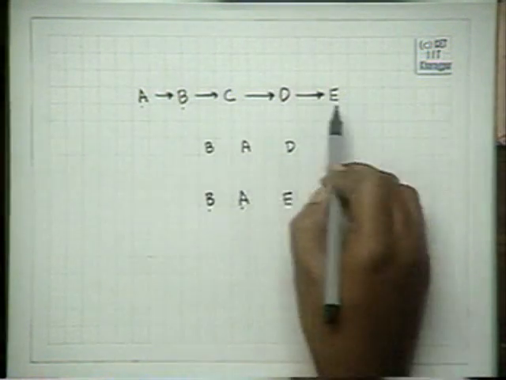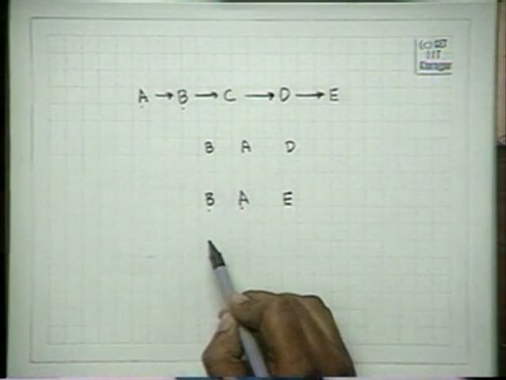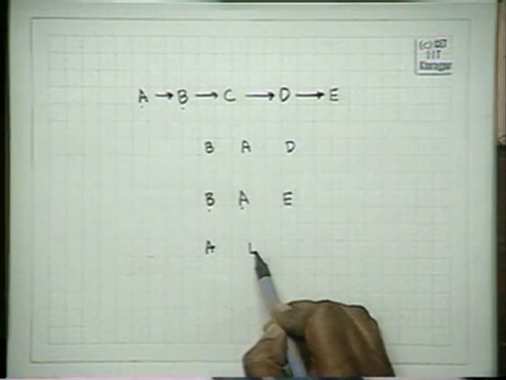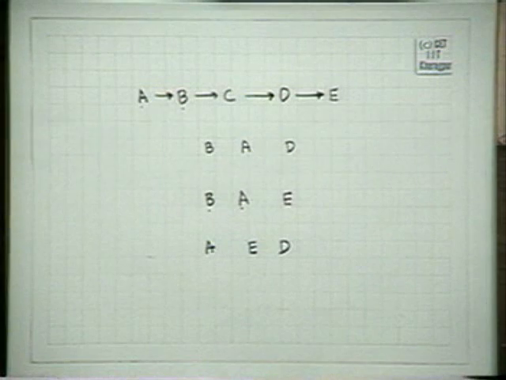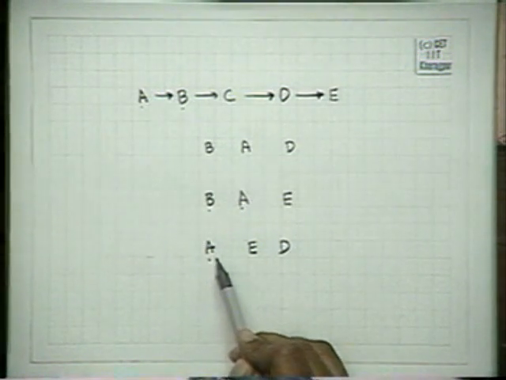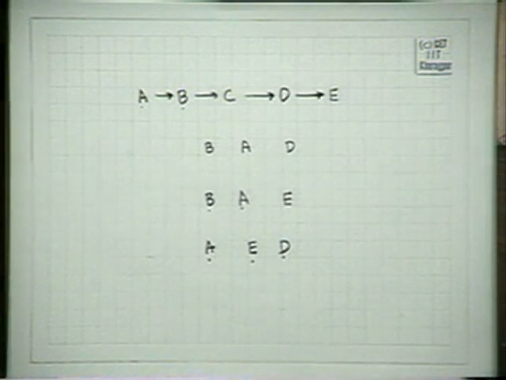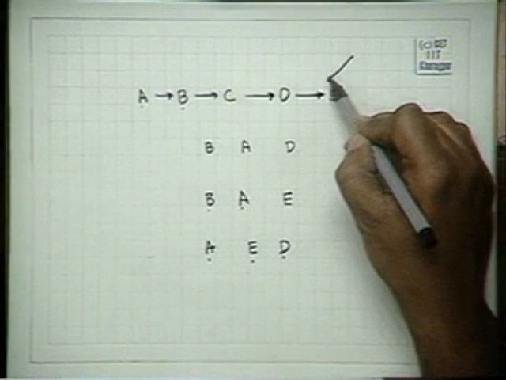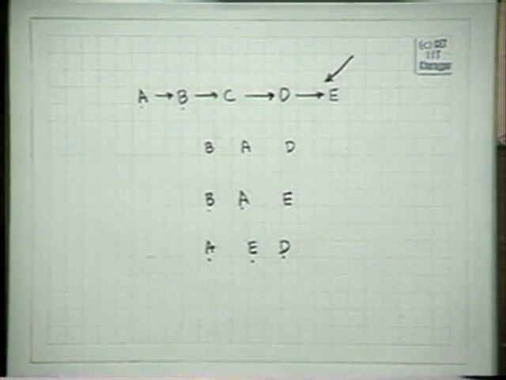One option would be to make this like this. Now a third person comes and says, I want to do A, E, and D. Then that person will be told that you have to lock A first, D second, and E third. And this way you can go on having this structure.